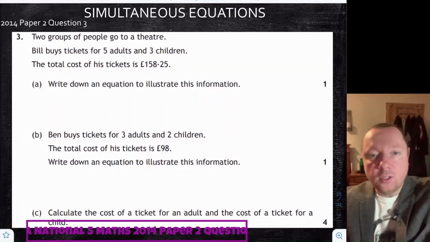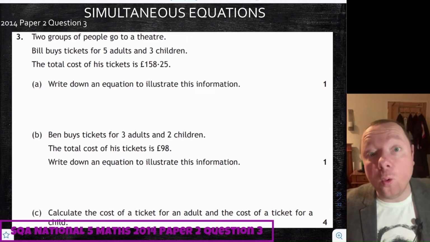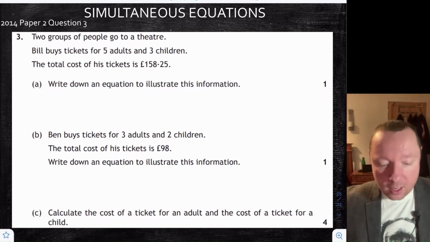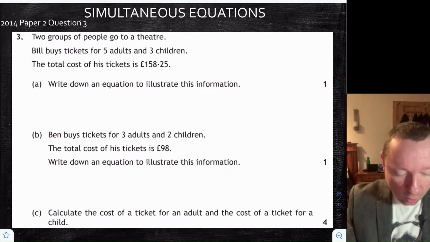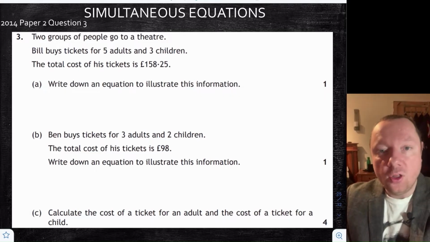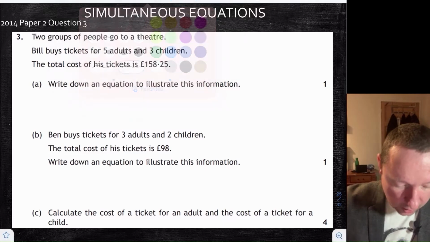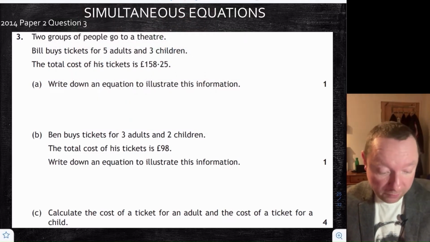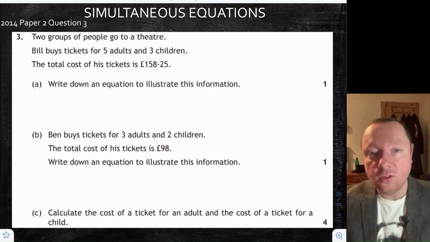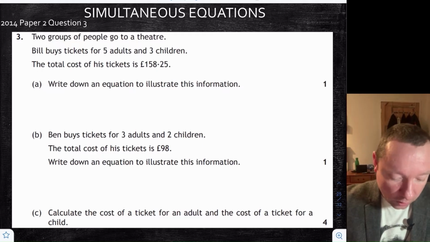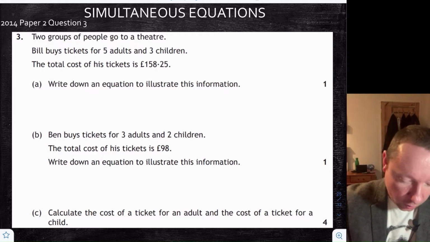Now to solving simultaneous equations where you have to create the equations first for the worded problem. So let's start off with 2014 Paper 2, Question 3. Two groups of people go to a theatre. Bill buys tickets for 5 adults and 3 children. The tickets cost £158.25. Write down an equation.